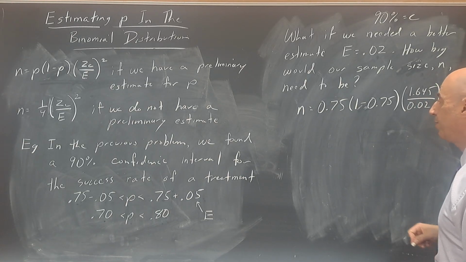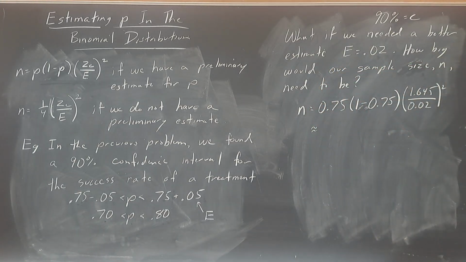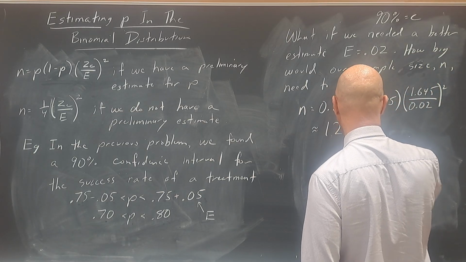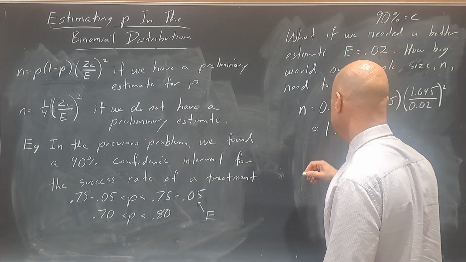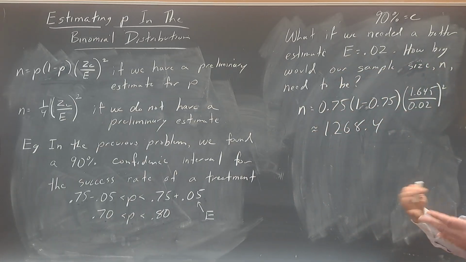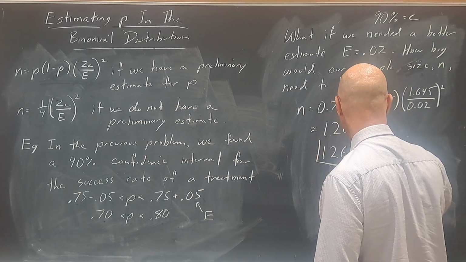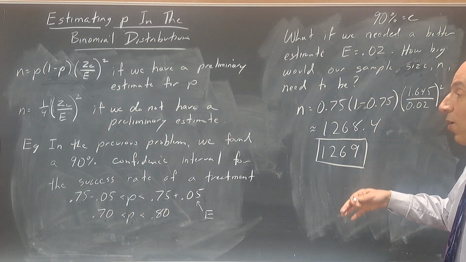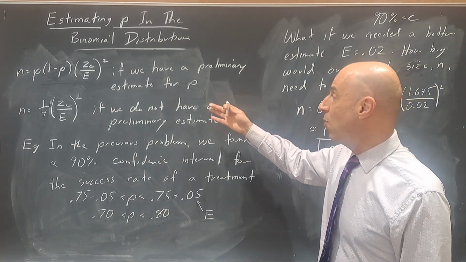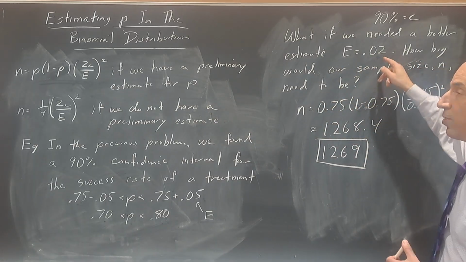And we square that. And this works out to, let's see, 1,268.4. And as usual, we round up. So the minimum size for our estimate is going to be 1,269. That's how big our sample size would have to be to guarantee that we know our P within 0.02 up and down.